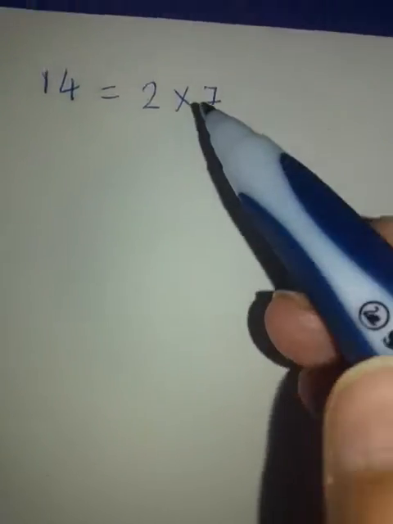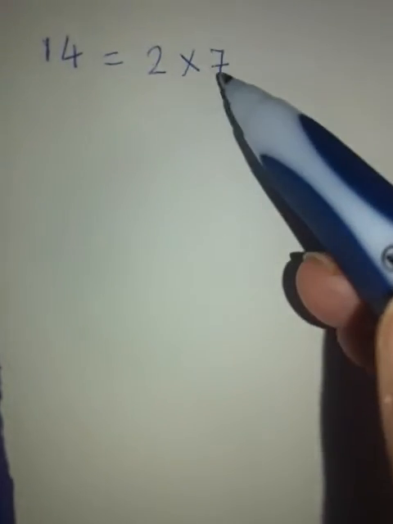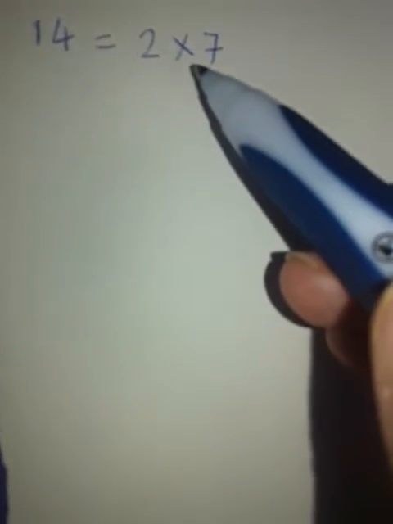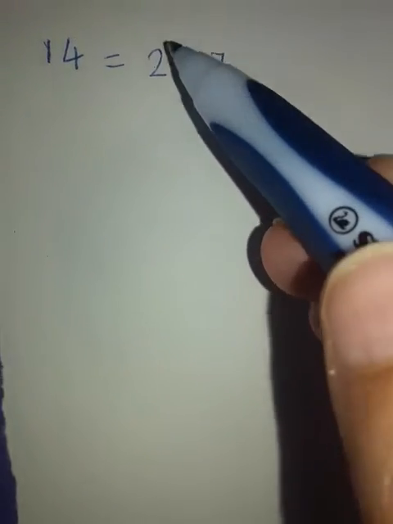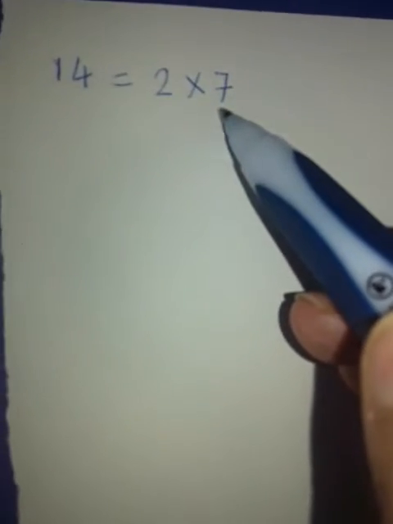Is there any other factor? 3 into something, 4 into something? No, I guess the factors are over. 14 can be factorized as 2 multiplied by 7. 2 and 7, do they have any common factor? No. 7 is an odd number, 2 is even, 7 cannot be divided by 2, so 2 and 7 do not have any common factor.